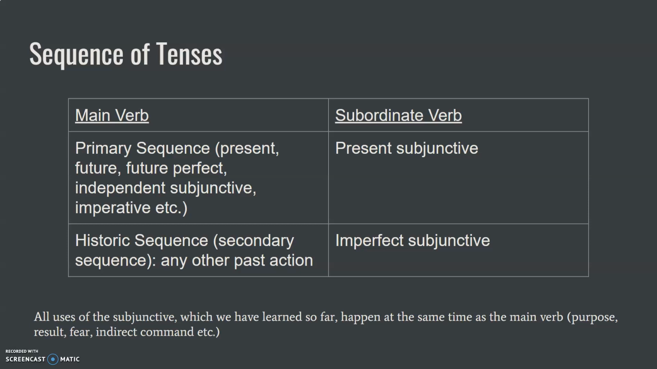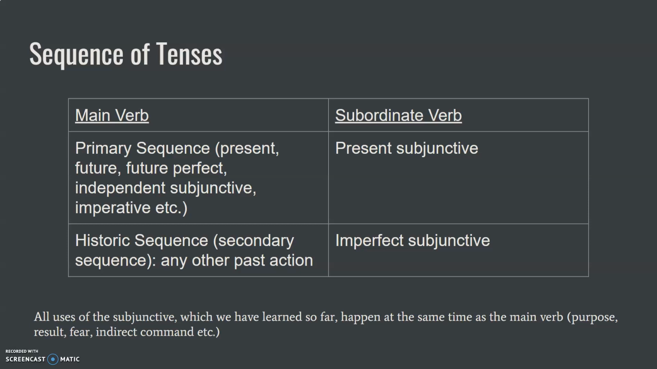Now what we've learned so far is primary sequence takes present subjunctives and historic sequence takes imperfect subjunctives, but that's only because every use of the subjunctive which we've learned so far happens at the exact same time as the main verb. So purpose clauses, result clauses, fear clauses, indirect commands, all of those almost always occur at the same time as the main verb. Therefore, they use this chart.